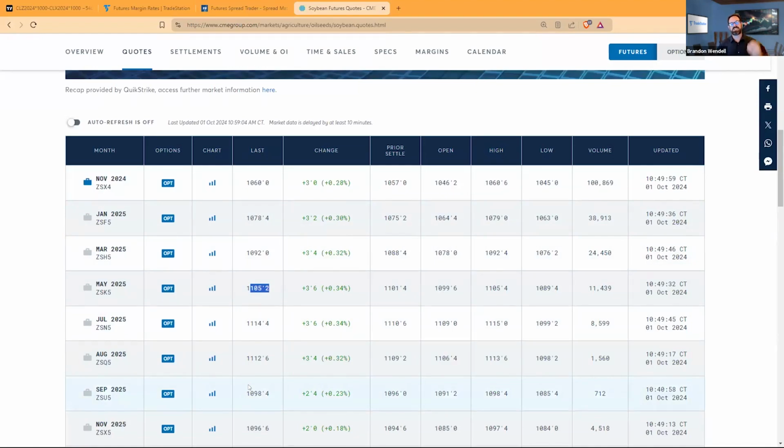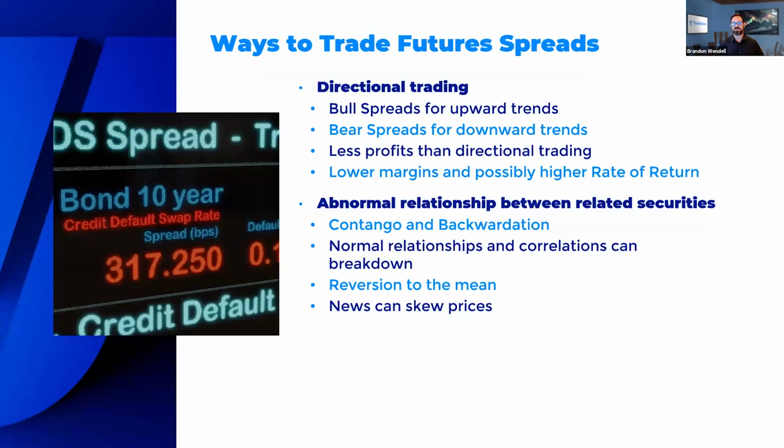That is called contango. I didn't make that up. It really is called contango. You can look it up. Contango is normal. The further out in time you go, there's more time risk. There's more potential price movement in those contracts, so they should cost more. However, if the further out contracts are cheaper, that's called backwardation. We'll talk a little bit more about that.